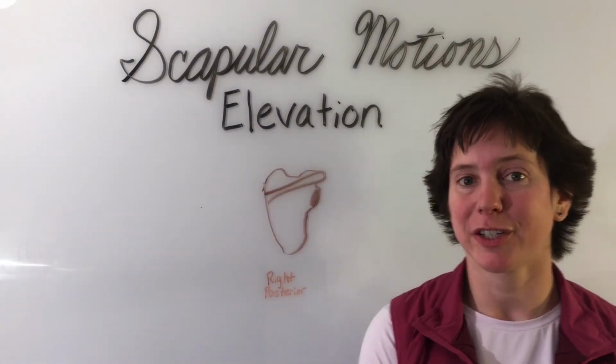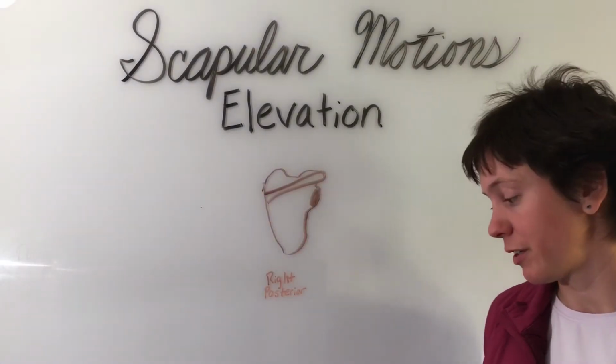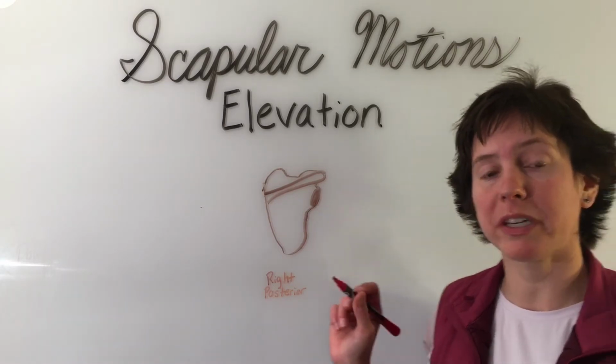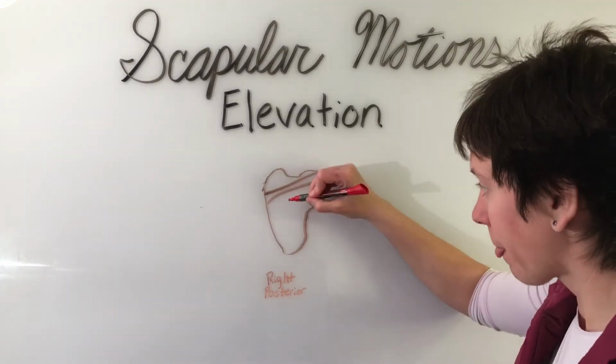Scapular elevation travels along the coronal plane and just glides superiorly or cranially.